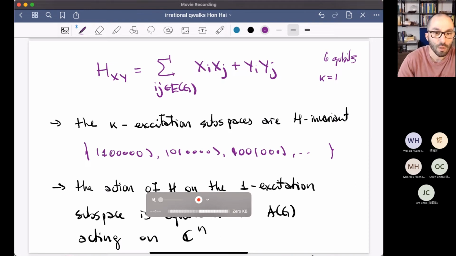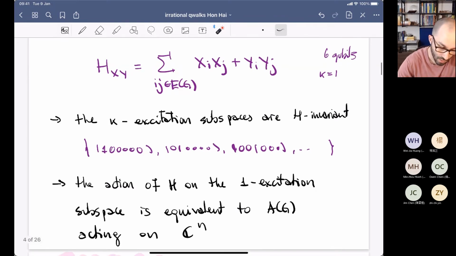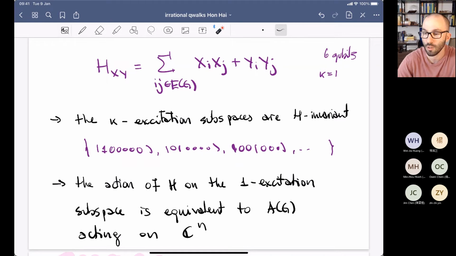So it's a 6-dimensional subspace if k is equal to 1, and if k is equal to something else, then it's an n choose k-dimensional subspace. This is, of course, understanding that this is state ket 1 at the qubit in position 1 and state ket 0 in the other qubits. So when I say that the k-excitation subspaces are H-invariant, it means that when H acts on this vector, the results are confined to the subspace spanned by these vectors.